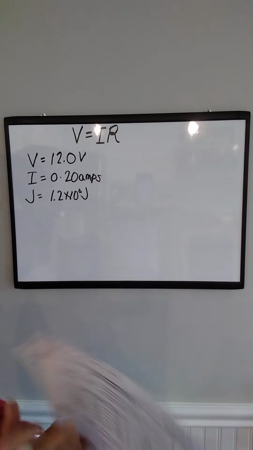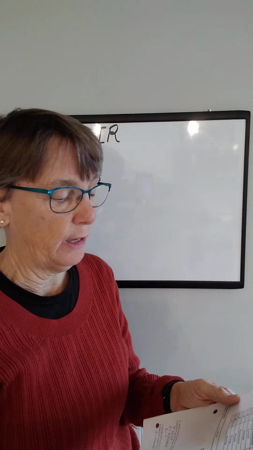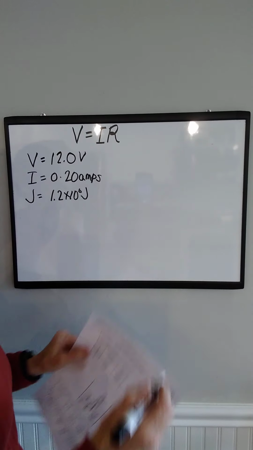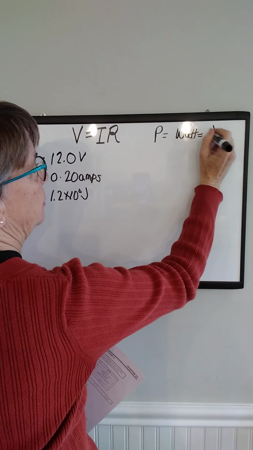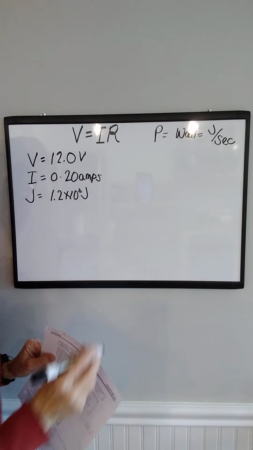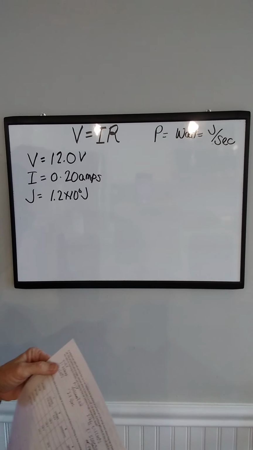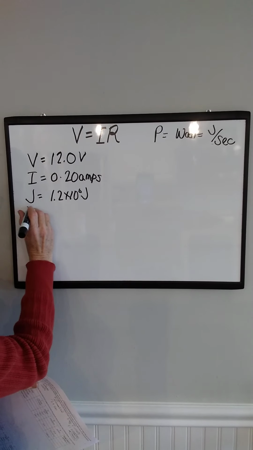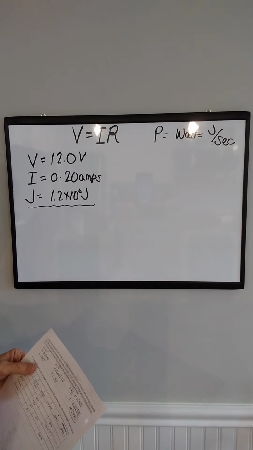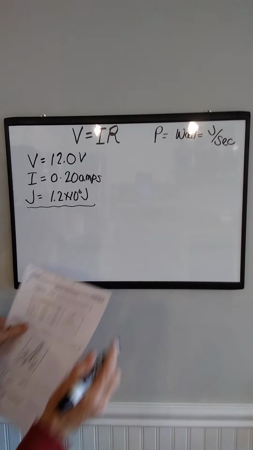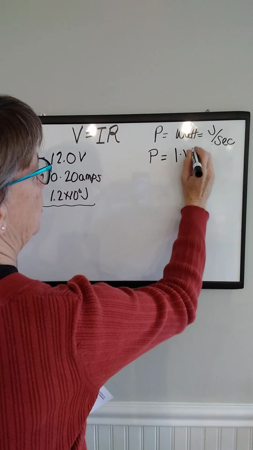Now one thing we haven't talked about is power. Power is just joules per second. So if you look at your front page, power is given in watts. Power equals watts equals joules per second. So we know his car battery has that much potential energy. How long will it take for all that potential energy to get used up? Well, there's the other equation on the front. We can calculate power is current times voltage.